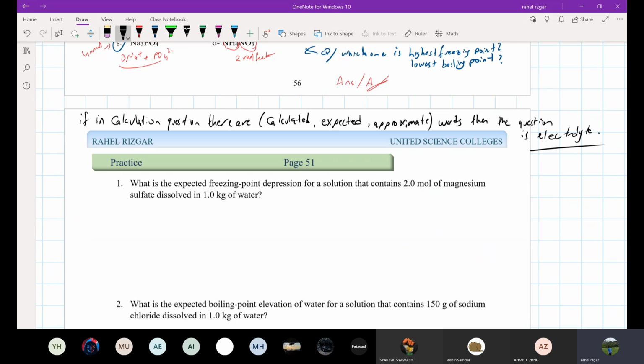So you have to pay attention very carefully whether the question is electrolyte or non-electrolyte. If you solve an electrolyte question as a non-electrolyte, it will be false and you have made a very great mistake. Okay.